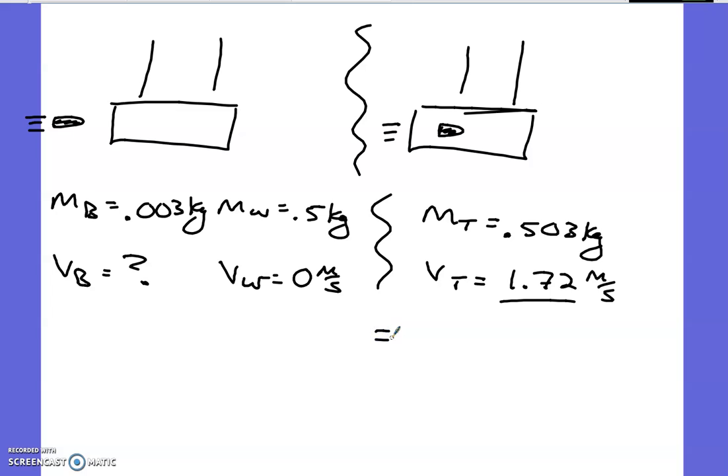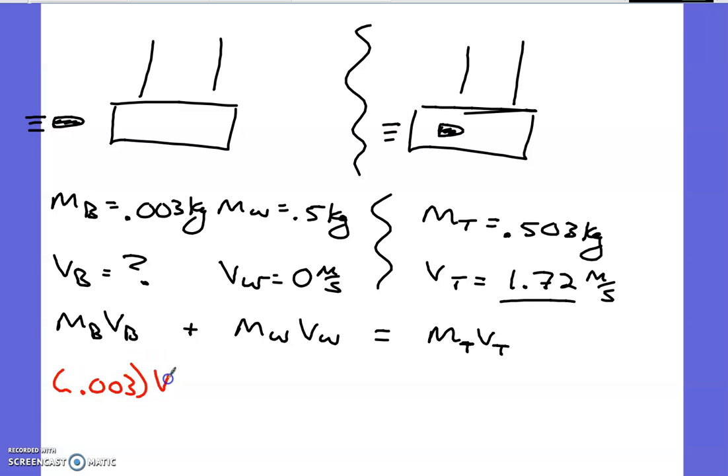And now we're going to use our conservation of momentum, which says that the m times v of all the objects in the beginning, or the total momentum in the beginning, is equal to our m times v of all the objects at the end. There's only one object at the end. Now we can place our values in. We have the mass of the bullet, 0.003, times the velocity of the bullet, which we don't know, plus 0.5 times 0, is equal to 0.503 times the value we just found, 1.72.